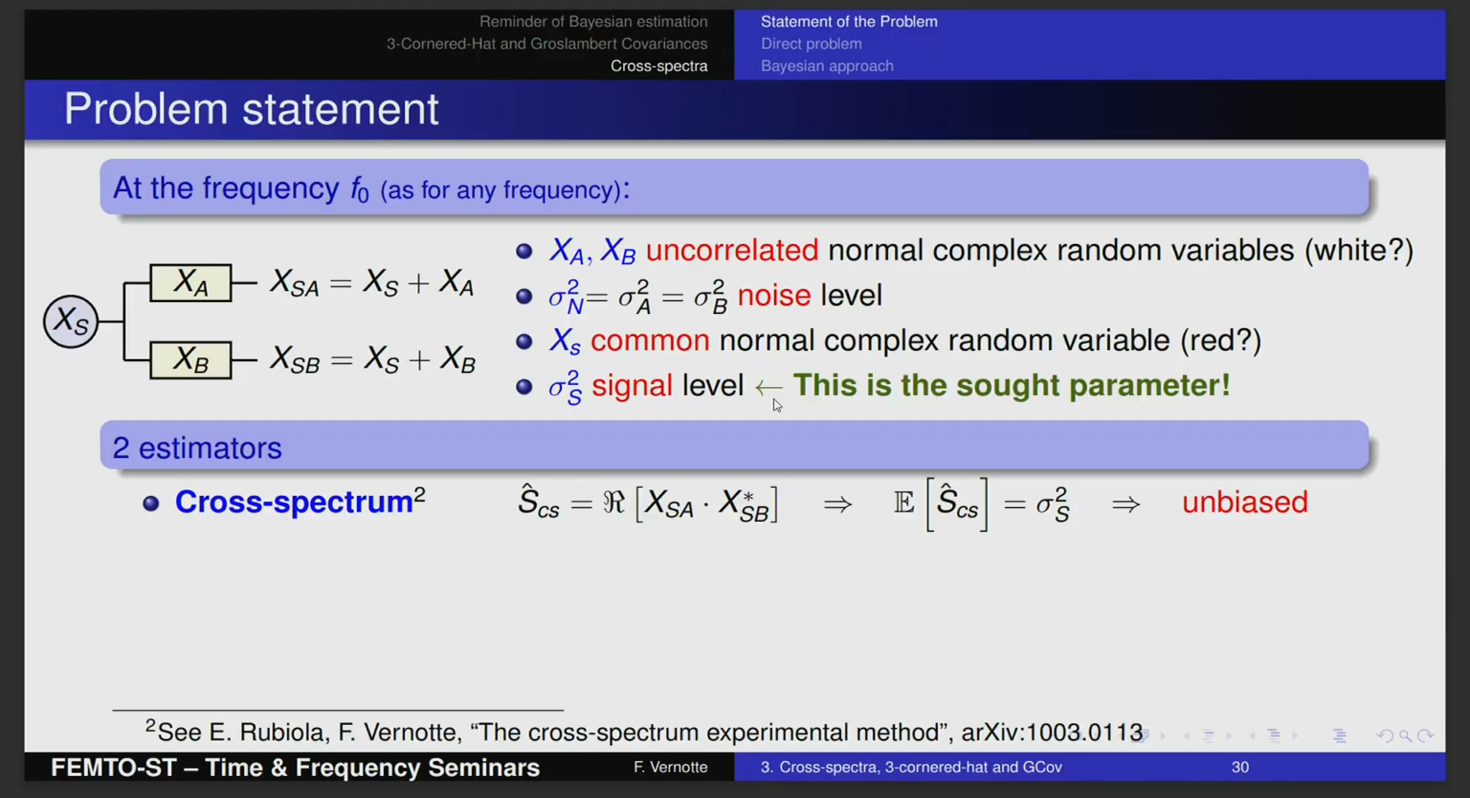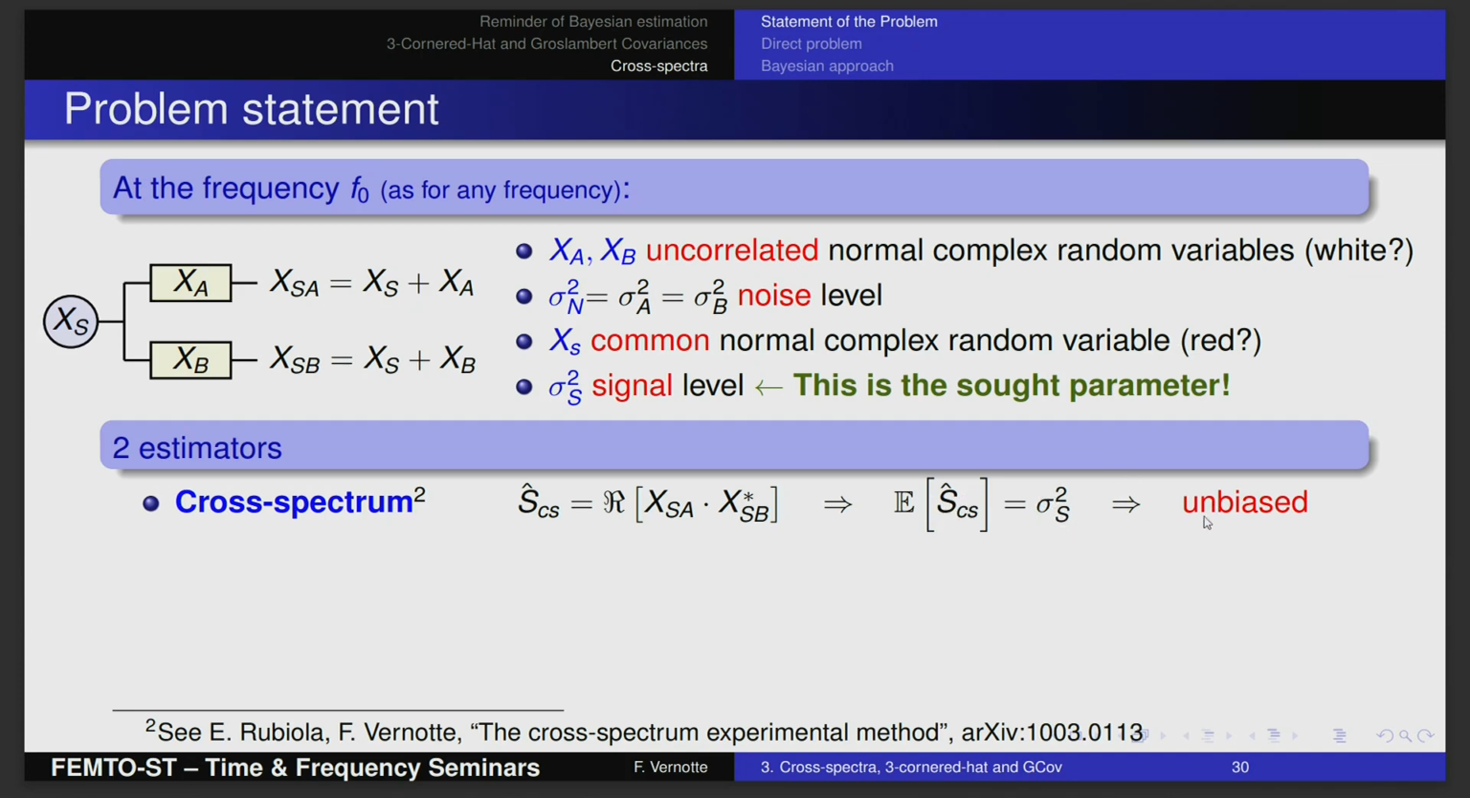So in order to be fair, we will look at two approaches. The first one is a cross-spectrum approach, which has been described in this paper of 2010. And it has been demonstrated by Enrico that, in fact, when you want to get an estimate of the cross-spectrum, you don't need the imaginary part because all the information is given by the real part. So you just have to multiply what is given by the arm A, XSA, by the complex conjugate of what is given by the arm B, XSB. And so if you take the mathematical expectation of this estimate, you will retrieve the parameter.